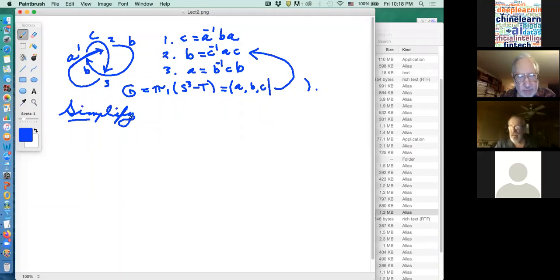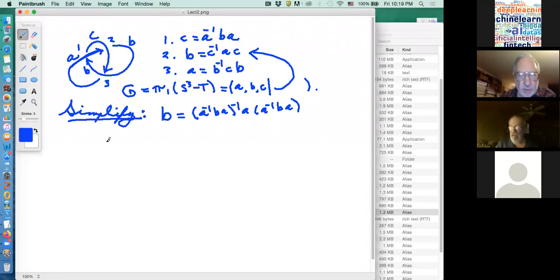And we can simplify this by removing one generator and one relation. We can solve for C here and put it in. We did this before, but I'm going to do it again. So that means that B would be equal to C inverse, that's A inverse BA, inverse A, and then C, A inverse BA.